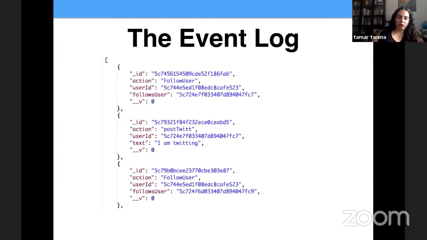We have another action of post tweet. Look at the entire records here. You see that all the records have the same structure. Every record has an action and a user ID which performs the record. It has metadata. In post tweet, we have a text. The text is "I'm tweeting." That is the record itself.